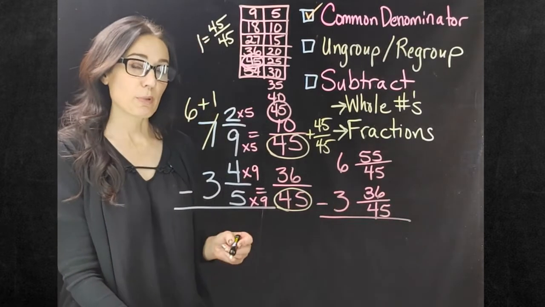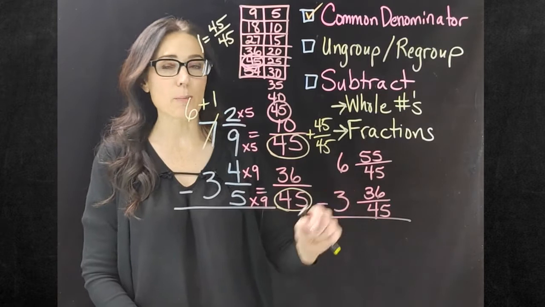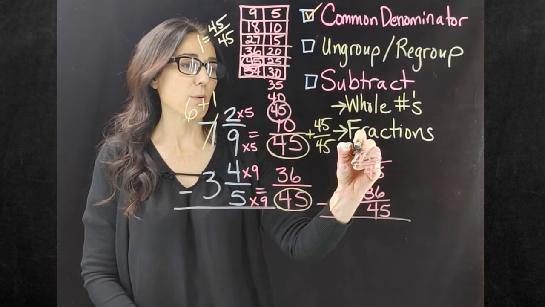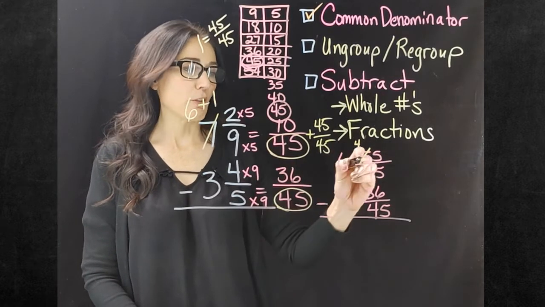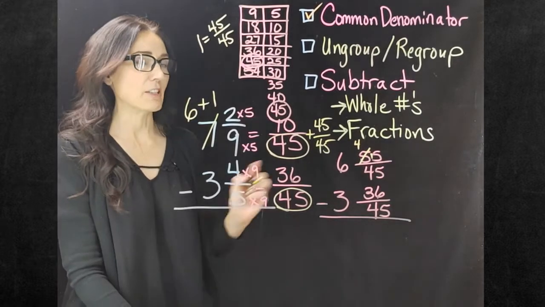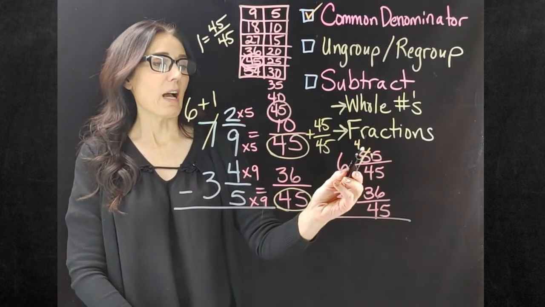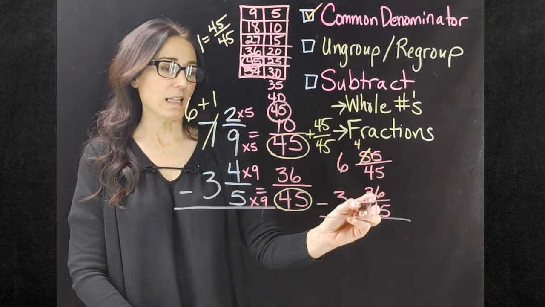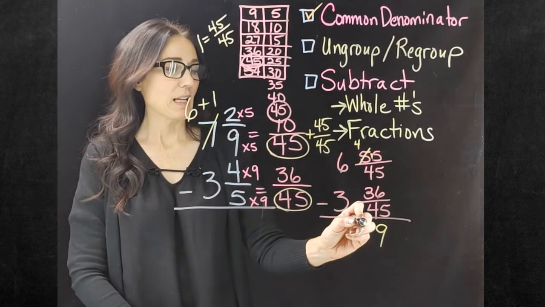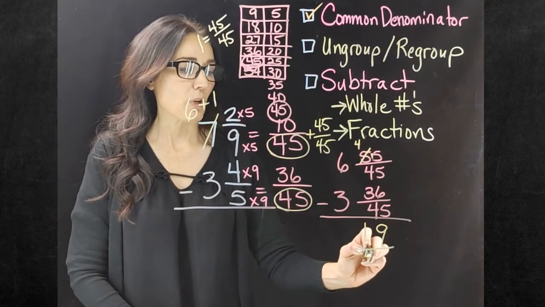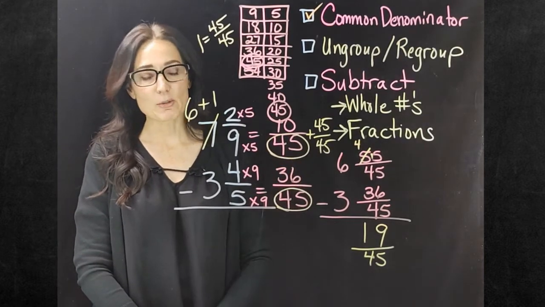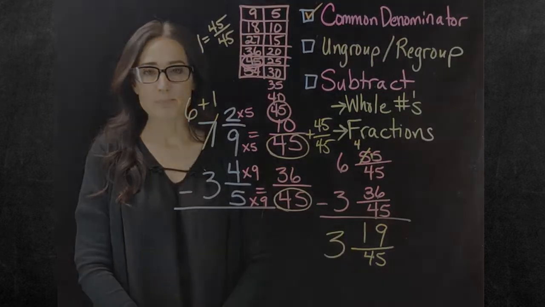Now I'm going to have to do a little bit of borrowing on this because 6 cannot be subtracted from 5. So I'm going to change this 50 to a 40. I'm going to bring over my group of 10 here. So instead of 5, I now have 15. All right, so now we're ready to actually subtract. We've got 15 minus 6 is going to be 9. 4 minus 3 is going to be 1. We'll keep our denominator of 45, and we'll say 6 minus 3 is 3.